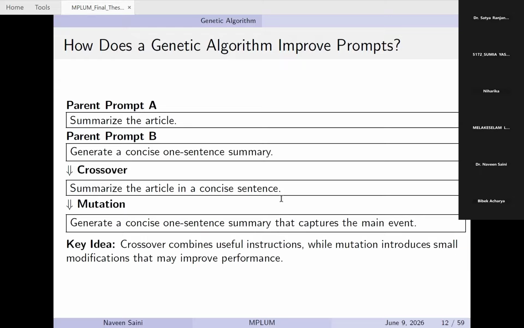This is a crossover. In the mutation, what have we done? We have made a random change. Either we can rephrase, we can delete something, or we can append something. So here you can say, "generate a concise one sentence summary that captures the main event." So we have done the mutation here. Crossover combines useful instructions, but mutation introduces small modifications that may improve overall performance. This is the general logic. I will show more steps, I have a bigger example than this.